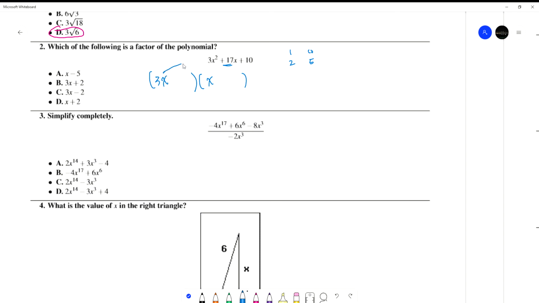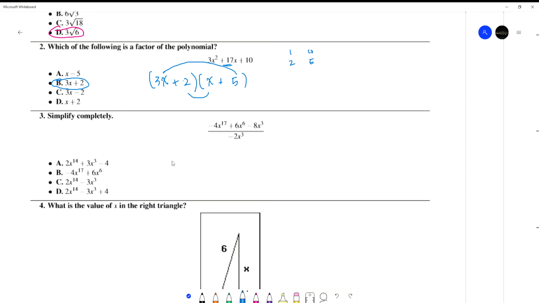So when I do my outer times my inner, it has to add up to 17x. If I put the 5 here, I can see the outer is 15x. The 2 here gives me 2x. And these are both positive to get plus 17x. And then I see that there is no x plus 5, but there is a 3x plus 2. So that is the correct factor.